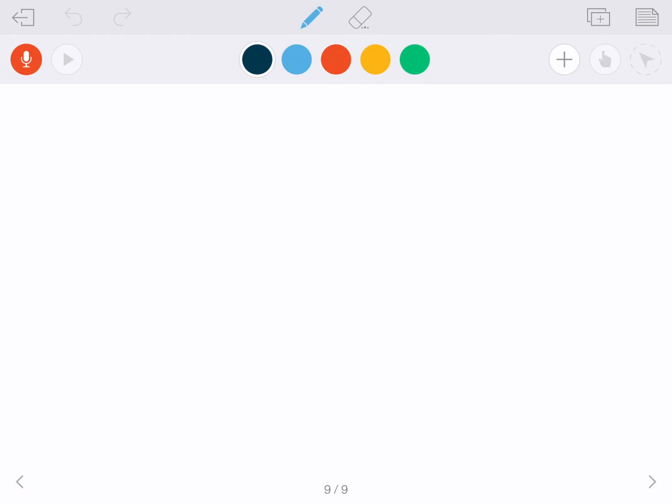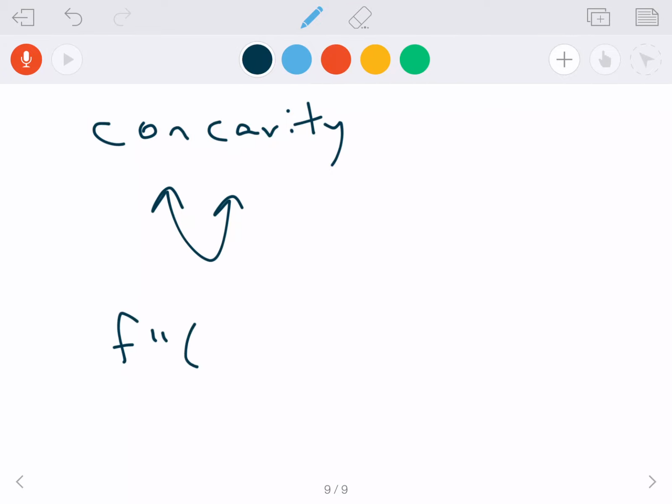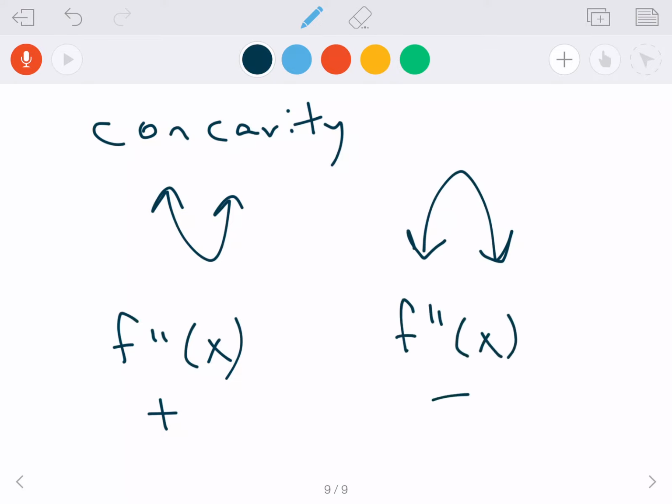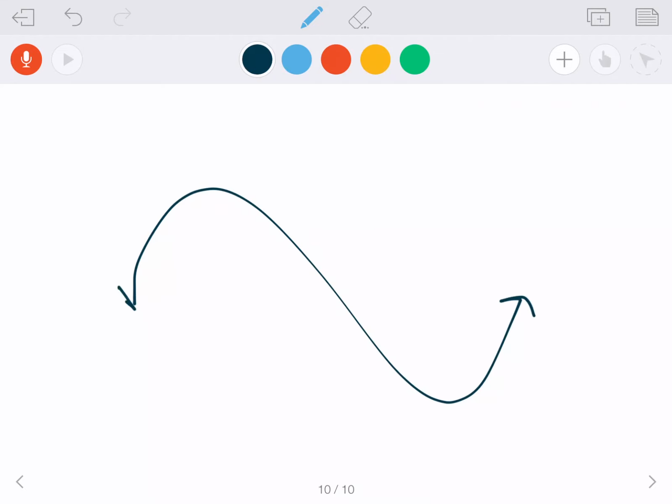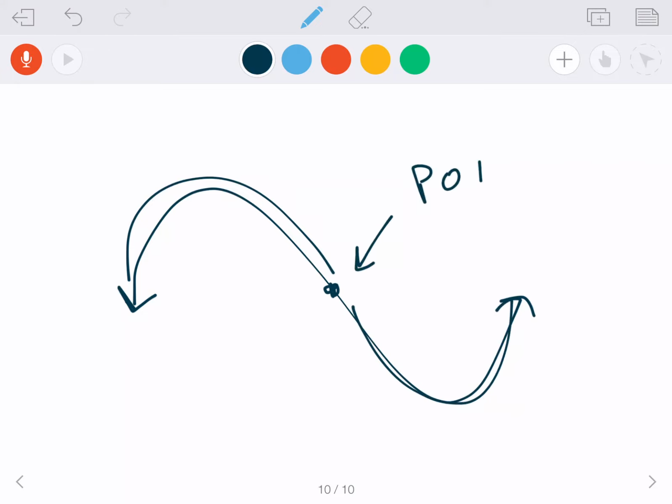We also talked about concavity. We know when it's concave up, your second derivative is positive. If it's concave down, your second derivative is negative. And if it changes from being concave down to concave up, or vice versa, that point right there is a point of inflection, and this is where your second derivative is equal to 0.